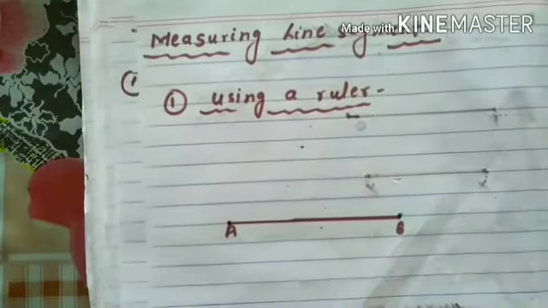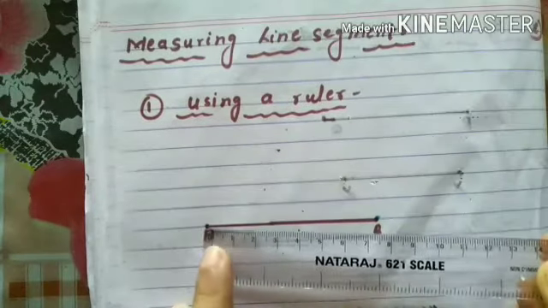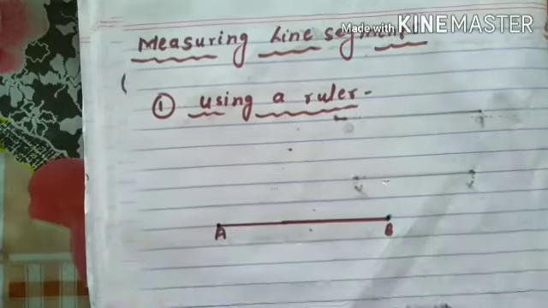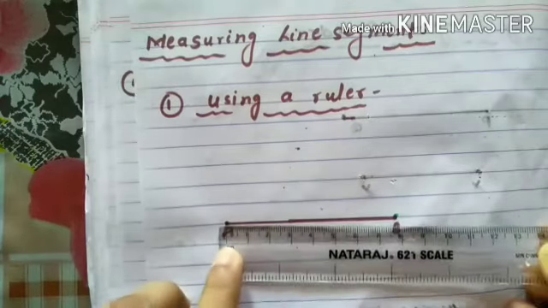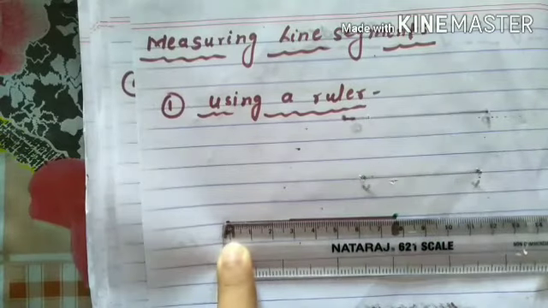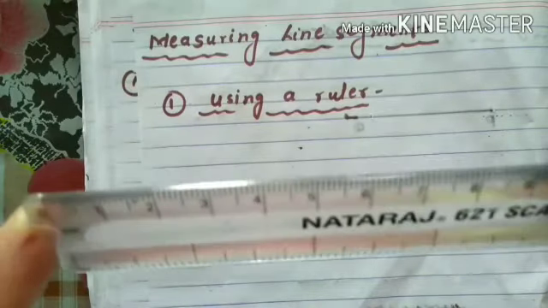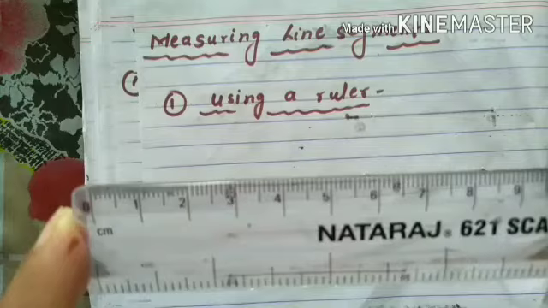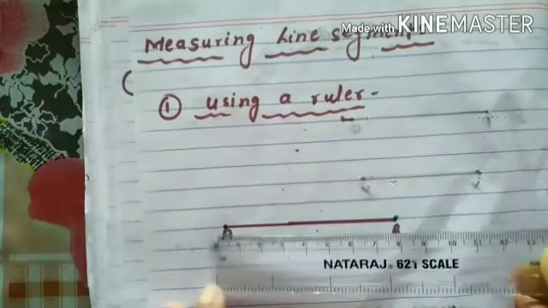So what we have to do? We have to take this ruler and place it on AB such that the 0 mark falls on point A. Understood what I have done? I took the scale, the ruler, and I have to place it on AB such that this 0 mark falls exactly on A.